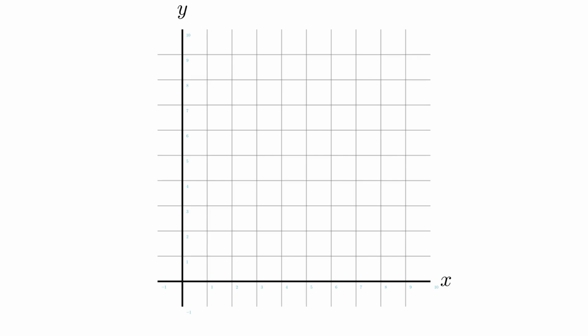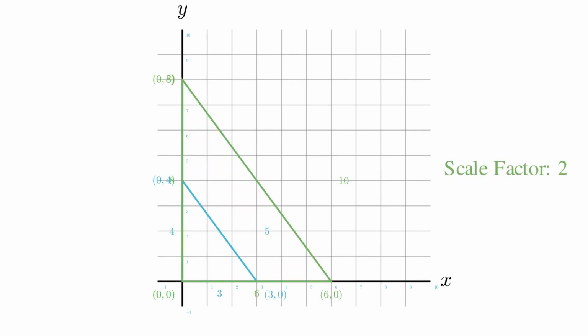First, imagine we have a triangle with sides measuring 3, 4, and 5 units. If we apply a dilation with a scale factor of 2, the new triangle will have sides of 6, 8, and 10 units. The shape remains the same, but it has doubled in size.